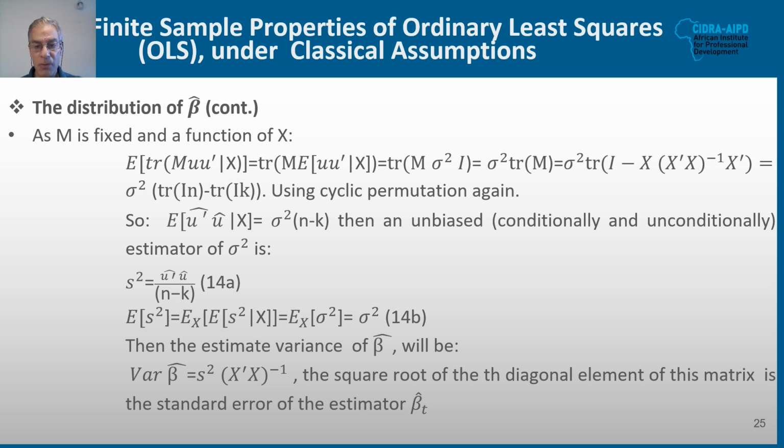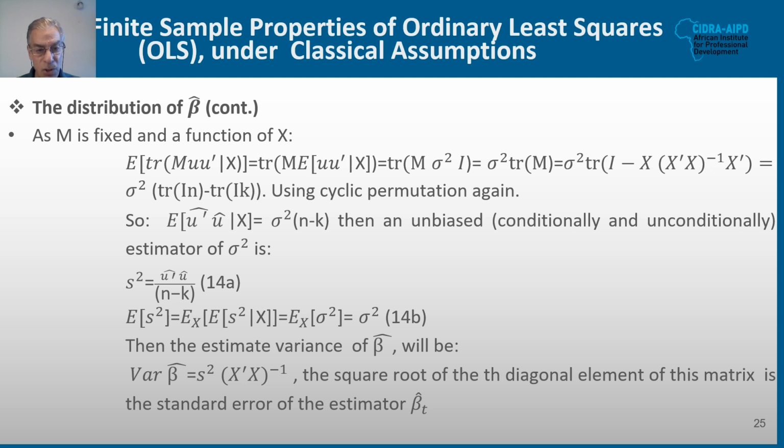Now, the trace of M, an idempotent matrix, equals the trace of the operation that you see in the last parenthesis of the first equality. And applying again cyclic permutation, we are left with the expression that all this equation equals sigma squared times the trace of the identity matrix of dimension n minus the trace of an identity matrix of dimension k. Remember that the trace is the sum of the elements of the principal diagonal of the matrix. So this expression equals sigma squared times n minus k, as we posed in the second equation.